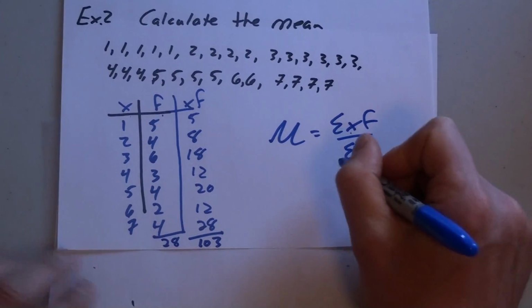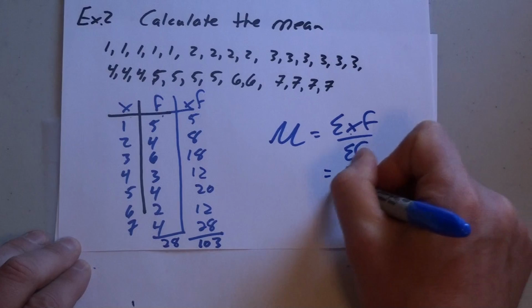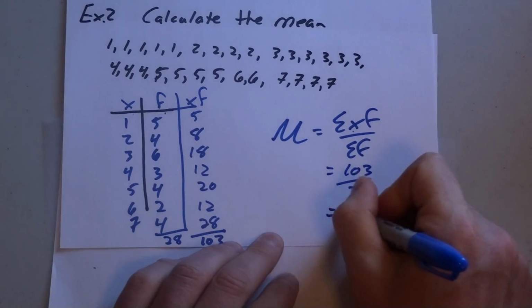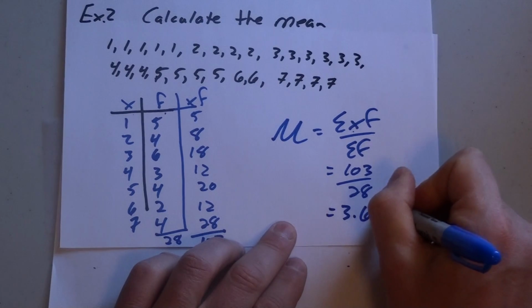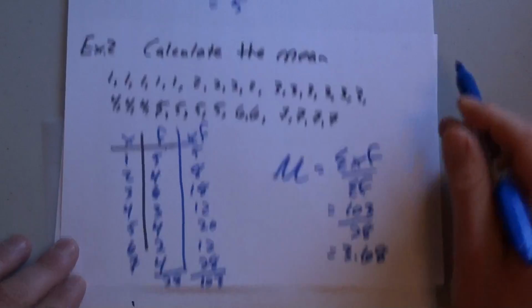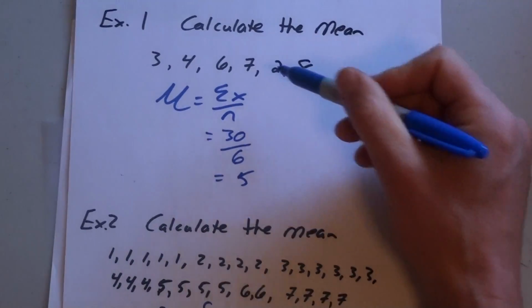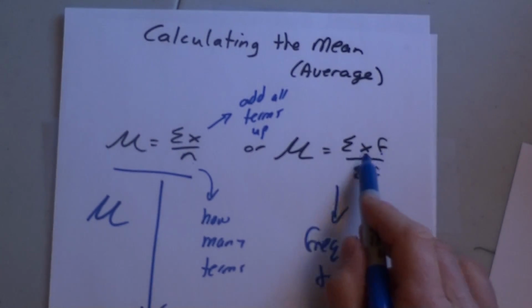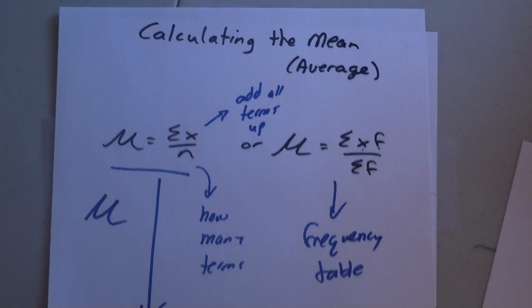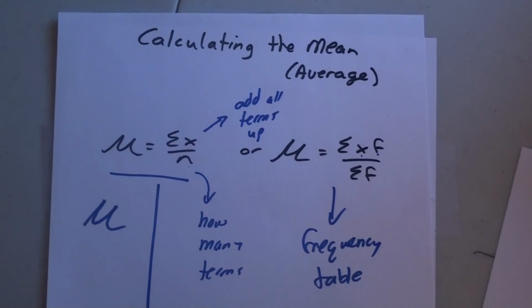So my average is 103 divided by 28. And you calculate that, 103 divided by 28 gives me an average of 3.68. Okay, so two ways to find the average. One if you have a frequency table, and the other if you do not. You have two different formulas to use. Again, if you have a frequency table, use the formula that has an f. If you don't, just simply add up the terms and divide by how many there are. Thank you very much. This is a lesson on calculating the average.